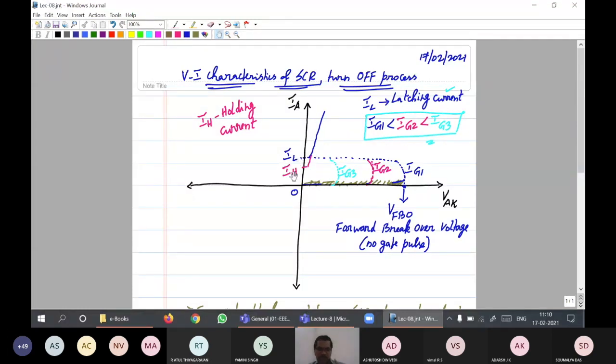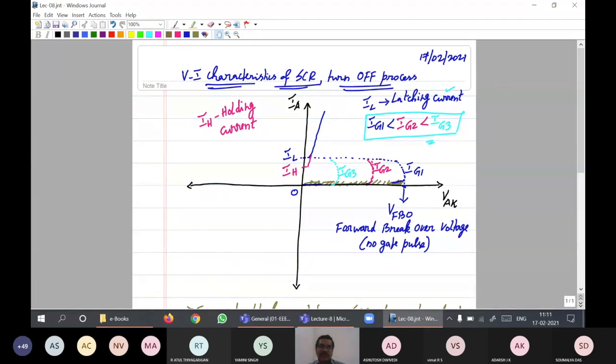That is the third point. Fourth point is holding current. The minimum value of anode current below which the SCR is going to be turned off. So if you want to turn off the SCR, anode current must be brought down to holding current or zero, below the holding current value or zero, because holding current magnitude will be very, very less, 5 milliamps, 7 milliamps, etc. Right? Which is practically zero.